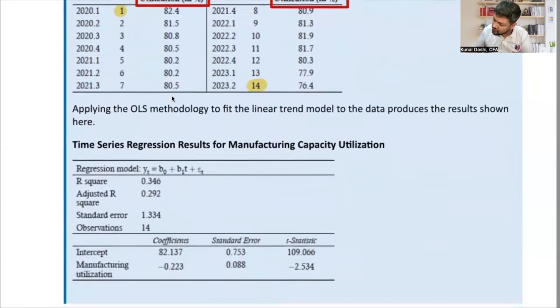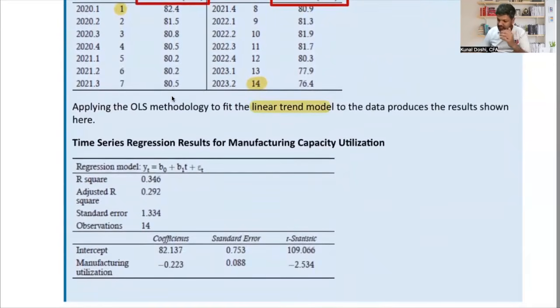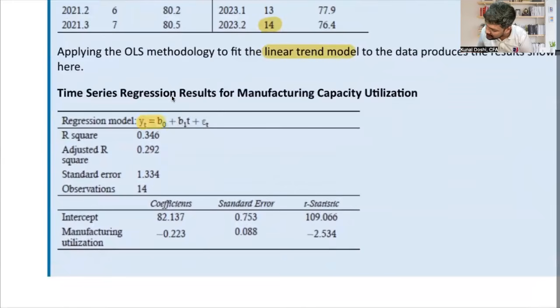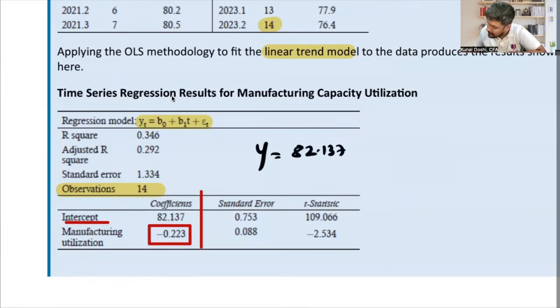Now, applying the methodology to fit the linear trend model to data procedure, results are shown. So we have the regression model B0 plus B1T, and there they've given us the R square, adjusted R square and all. Observations are 14. My coefficients are this: intercept and slope. You will see negative. Guys, negative means will it be upward or downward trend? Everyone in the class? I'll write down the equation by that time. It will be 82.137 minus 0.223 times the T. Will it be upward or downward trend, everyone? Everyone, can you confirm? Since the slope is negative, the trend will be downward.